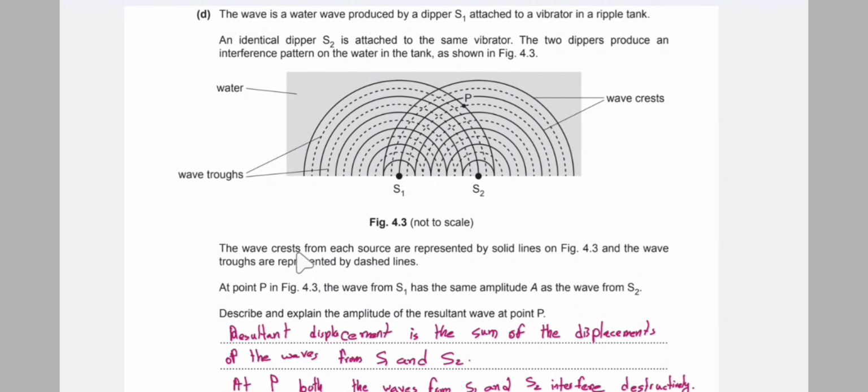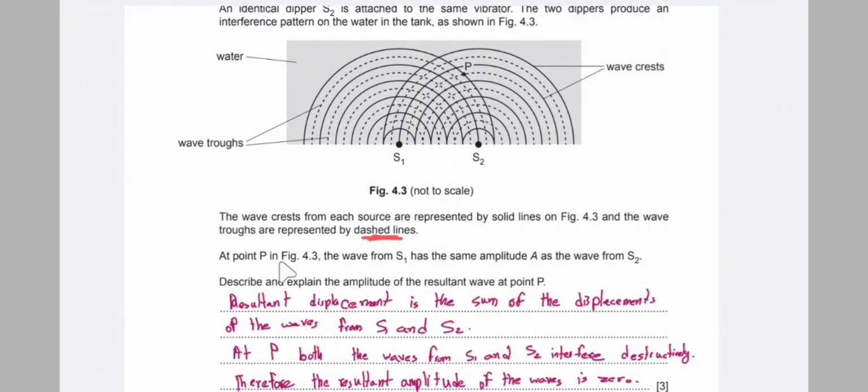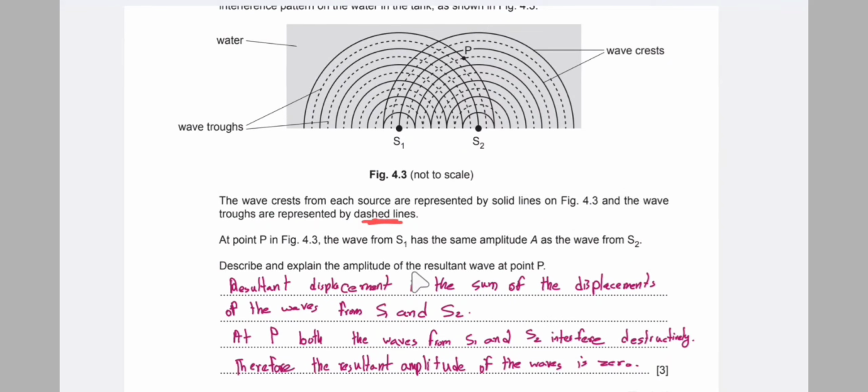Now, the wave crests from each source are represented by solid lines on figure 4.3. So the crests are the solid lines and the wave troughs are represented by the dashed lines. At point P in figure 4.3, the wave from S1 has the same amplitude as the wave from S2. Describe and explain the amplitude of the resultant wave produced at P.